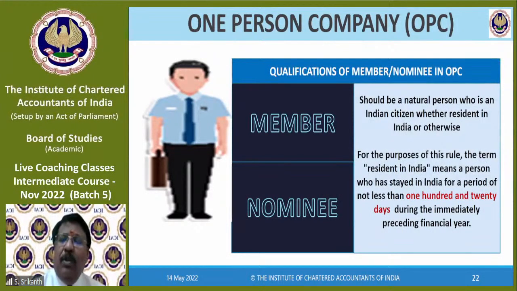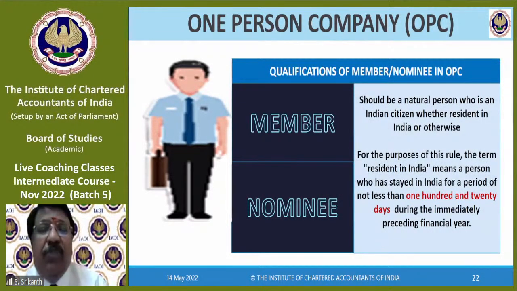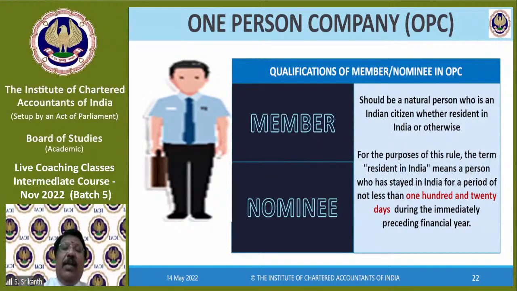Poor fellows. Anyway, for the purpose of this rule, the term resident in India means the person who has stayed in India for a period of not less than 120 days during the immediately preceding financial year. But again, I don't see why they're giving this, because he need not be a resident. So long as he's an Indian citizen, he can be a member of an OPC or a nominee in an OPC. Did you note it?